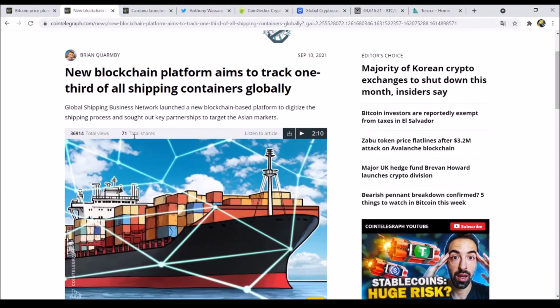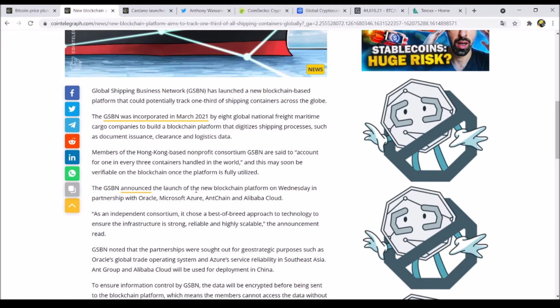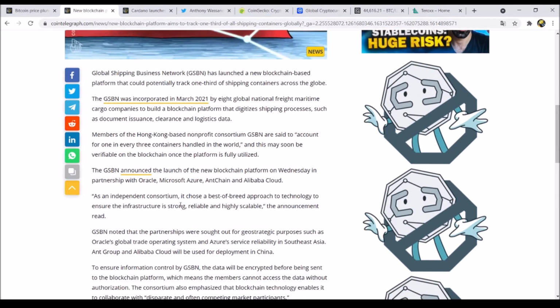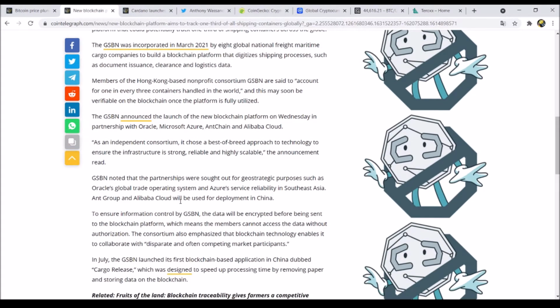A new blockchain platform aims to track a third of all shipping containers globally. Quite interesting what's happening here. The Global Shipping Business Network is now launching a new blockchain-based platform to track shipping containers. Quite interesting is that this consortium is working together with Oracle, Microsoft Azure, Antchain, and Alibaba Cloud. So quite big players are in here. It chooses a best-of-breed approach to technology to ensure the infrastructure is strong, reliable, and highly scalable. All in all, here it's visible what is possible when you think of the blockchain correctly.